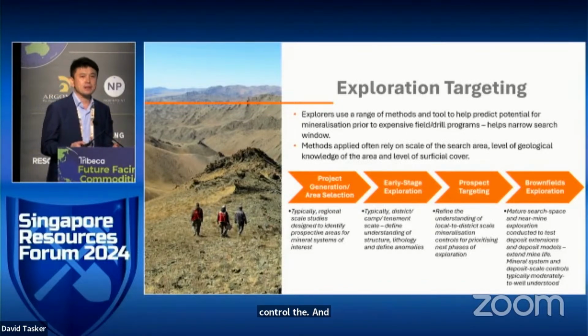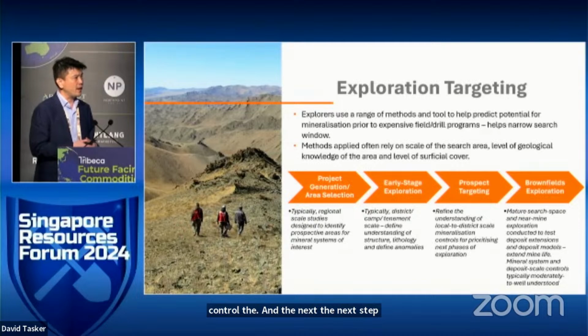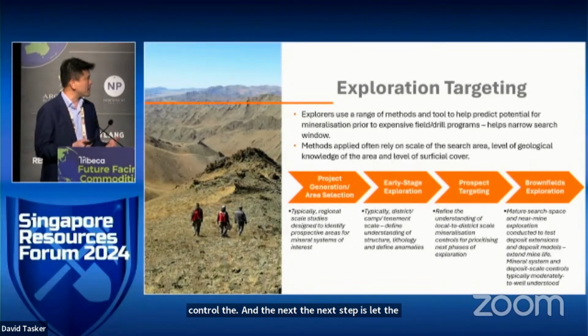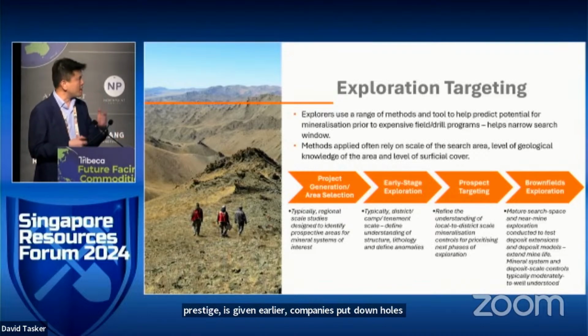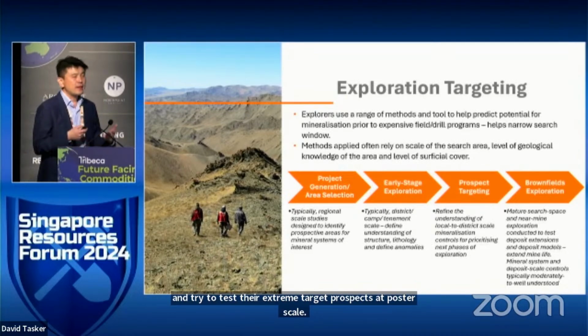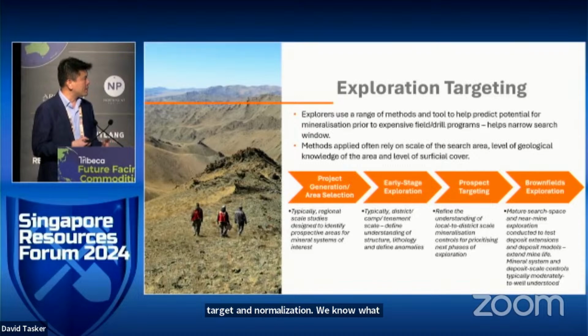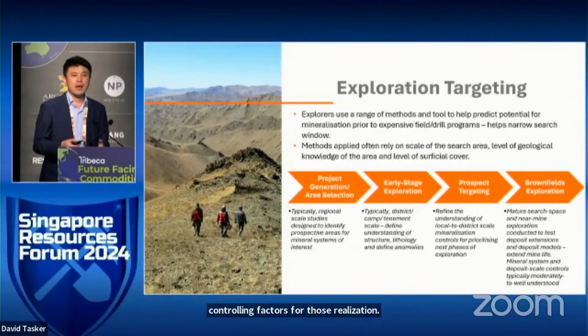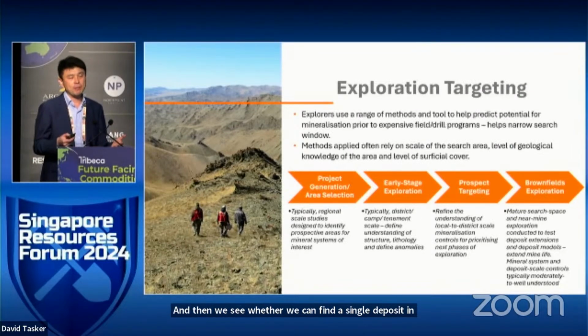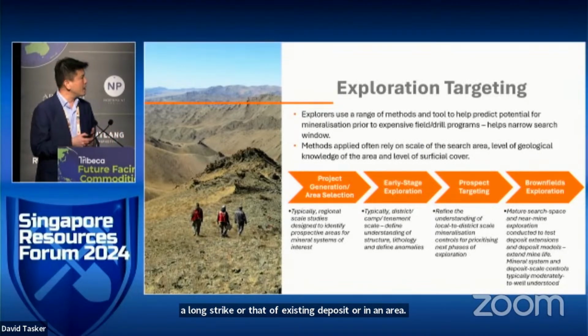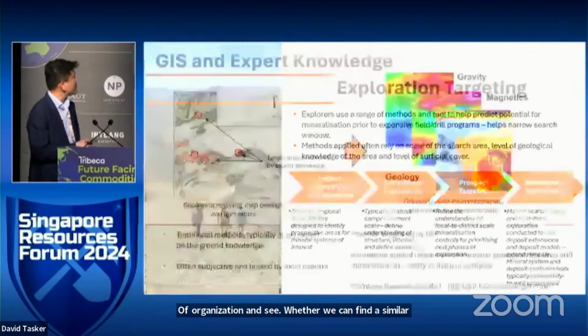And then the next step is, like the presentations given earlier, companies put down holes and try to test the exploration target, so down to the prospect scale. A subset of exploration targeting is where there are known targets, known mineralization. We know what the controlling factors are for that mineralization, and then we see whether we can find a similar deposit along strike of the existing deposit, or in an area in the vicinity of the known mineralization. So that's what we call brownfield exploration.